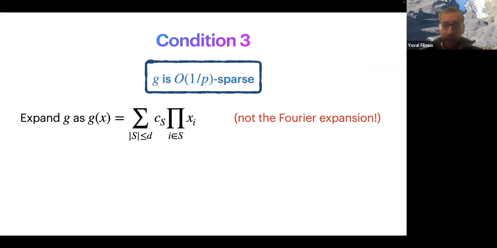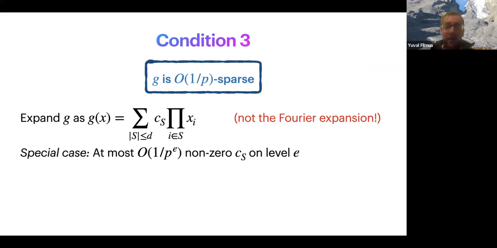Okay, so we again consider the same expansion as before. And now let me first give you a special case of this condition. It states that on level e, there are at most 1 over p to the e non-zero c_S. Level e means all the sets S of size e. So there are at most 1 over p many non-zero c_i, and at most 1 over p squared many non-zero c_ij, and so on and so forth.